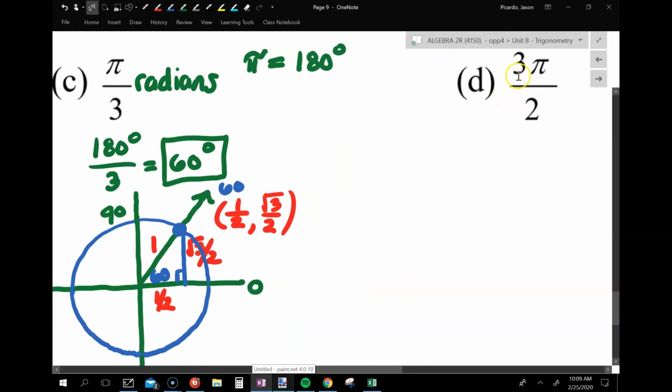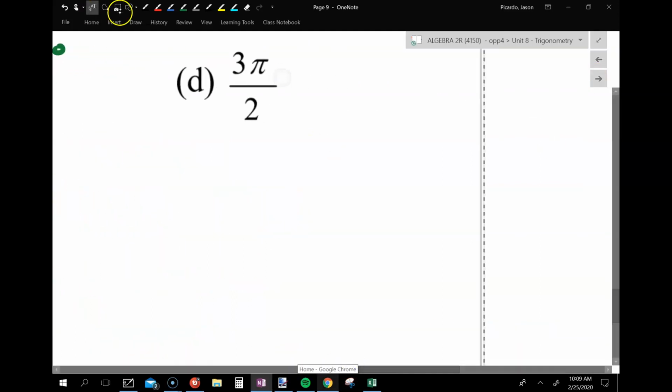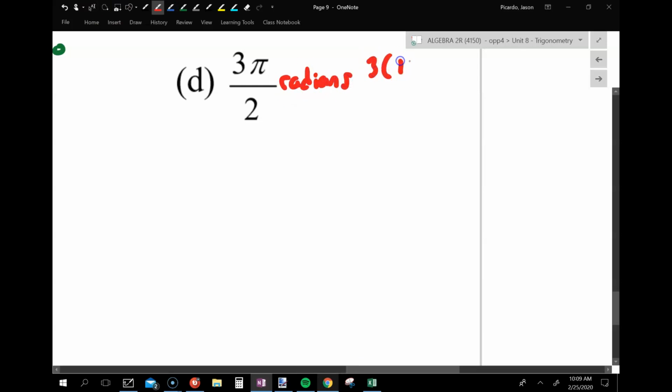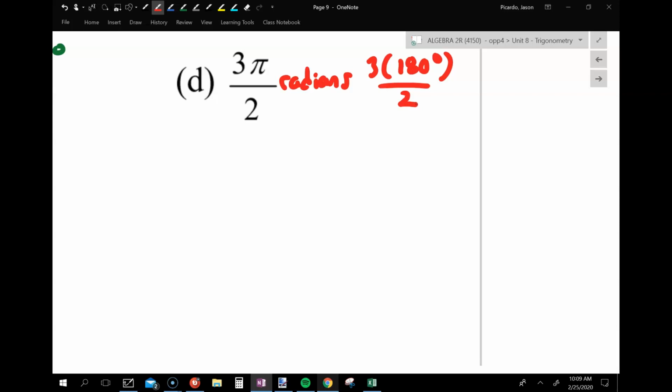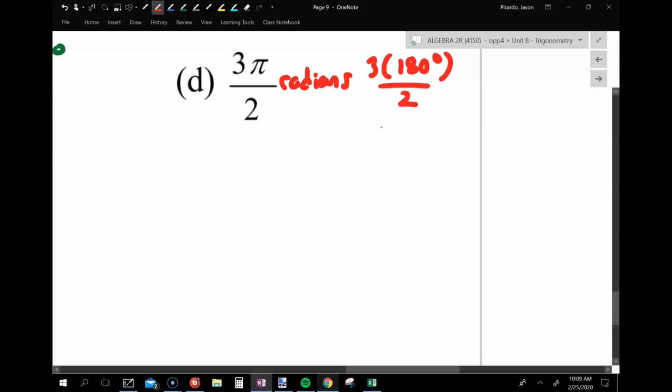This is a really, really interesting one. Okay, this is a special case. And believe it or not, you're going to want as many of these as you can get because this is actually the easiest thing we can do. 3 pi over 2 is in terms of what? Radians. What is 3 times 180 divided by 2? Well, how many times is 2 going to 180? 90 times. What's 90 times 3? 270 degrees. Okay.